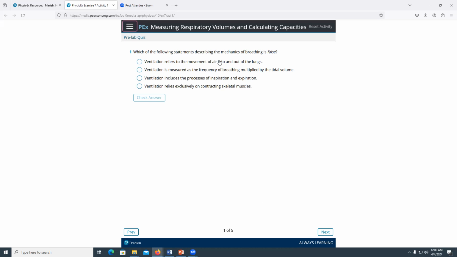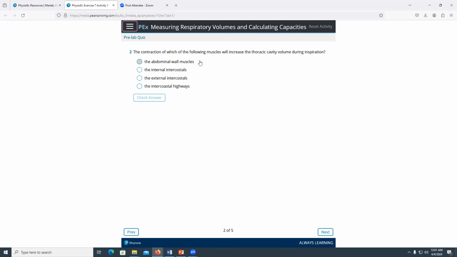Which of the following statements describing the mechanics of breathing is false? Ventilation refers to the movement of air into and out of the lungs. That is very true. Ventilation is measured as the frequency of breathing multiplied by tidal volume. That's also true. Ventilation includes the process of inspiration and expiration. Also true. Ventilation relies exclusively on contracting skeletal muscles. No, so that we relax. When I am inspiring, I'm bringing air in, I am contracting my external intercostal muscles, but I'm relaxing my internal intercostal muscles. So it's not only contracting, we relax some other muscles.